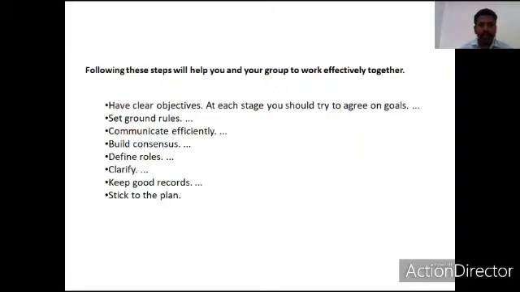The next one is to clarify. During the process of action, if members encounter any problems or hassles, solutions should be found, and their confusions should be clarified well. Then only can he or she contribute at an optimum level towards the team goal or team objectives. The last but one is to keep good records.